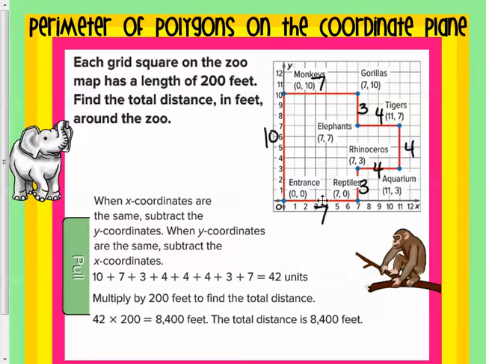I know that it's 42 units total because 7 plus 3 is 10, plus 3 fours is 12, that's 22, plus 3 again, that's 25, plus 7, that's 32, plus 10 is 42. They tell me, though, that each of these boxes represents 200 feet. So if I multiply by 200, I get 8,400 feet.